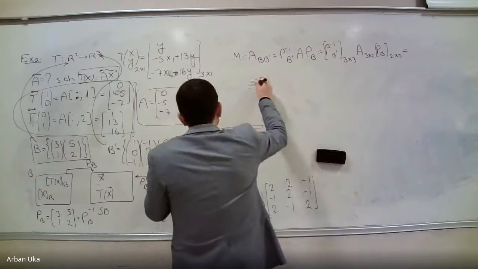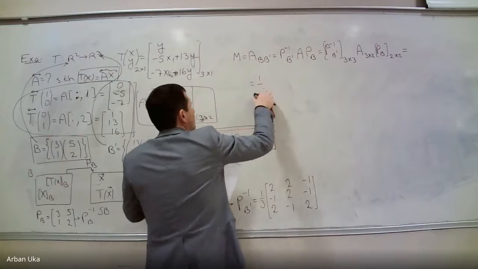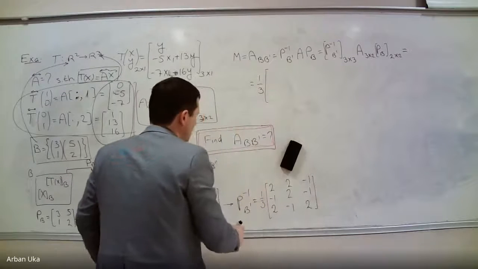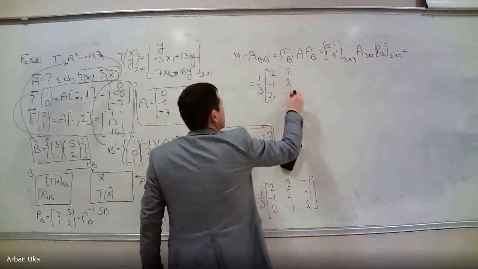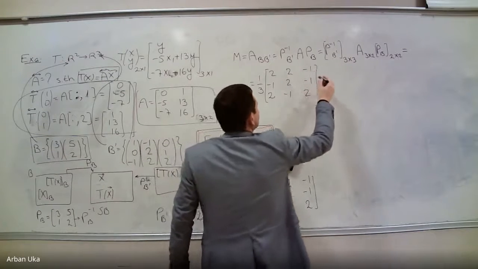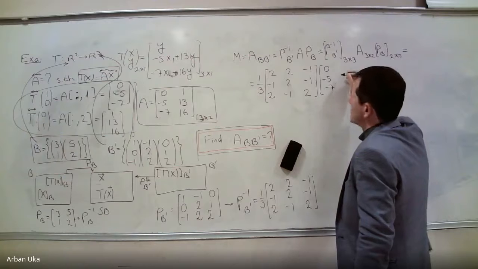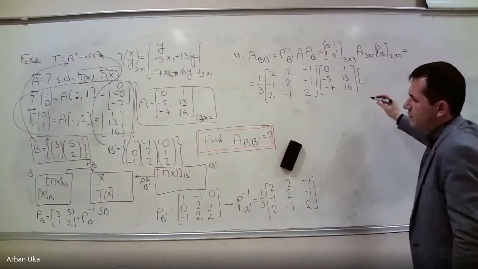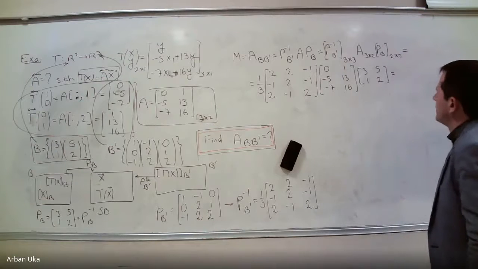So finally, this is going to be equal to 1 over 3 times the matrix 2, minus 1, 2; 2, 2, minus 1; minus 1, minus 1, 2. We can continue again: minus 5, minus 7, 1, 13, 16. And here we get the PB, 3 1 5 2.